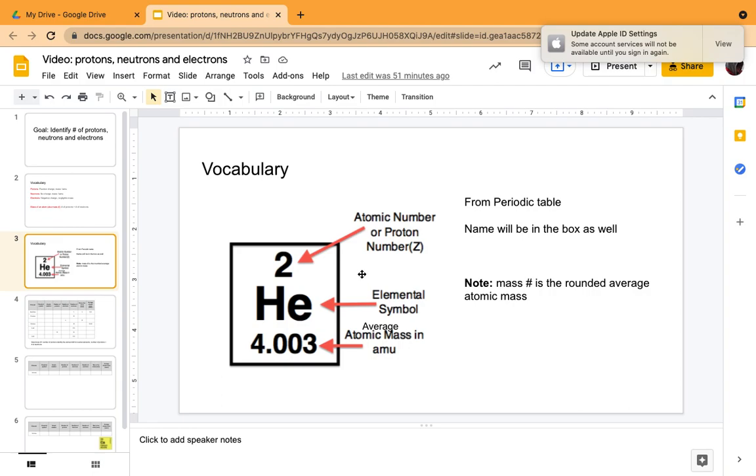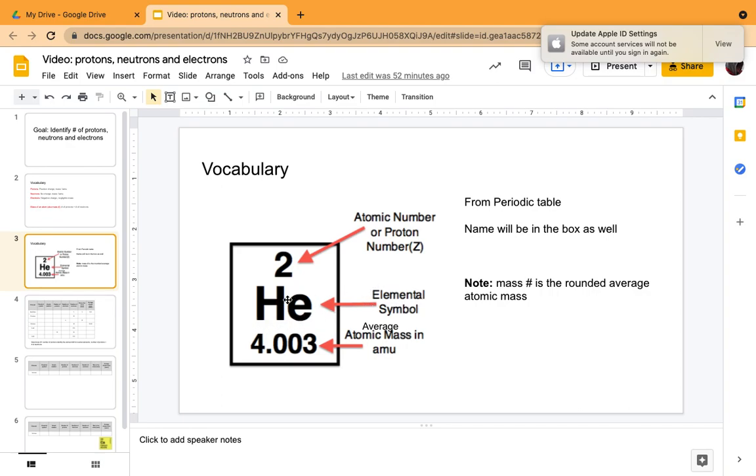Looking at the periodic table, you have a box like that for each element, and the first number in that box is the atomic number. It is also the number of protons, and this comes straight from the periodic table, followed by the symbol. And over here would be the name. You don't need to memorize the names. The names will be given.